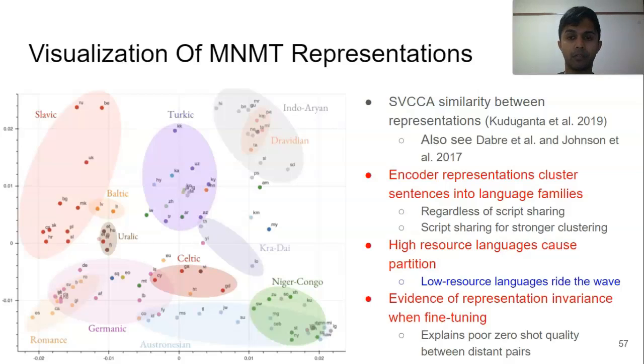They also made an observation that high resource languages are the ones which cause the partition into different language families, and the low resource languages simply have their representations become similar to the high resource languages and belong to a particular language family. There is also evidence of representation invariance when fine-tuning is performed, which can explain poor zero-shot quality between distant pairs.